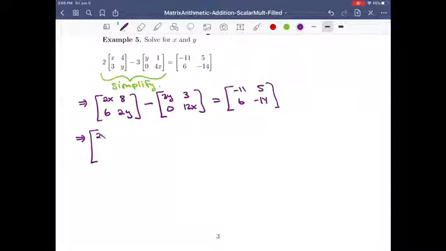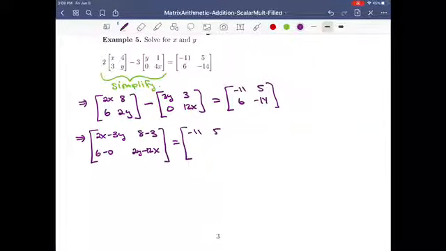So I'm going to have 2x minus 3y in the first entry. And then I'm going to have 8 minus 3 in the second entry. 6 minus 0 in the second row, first column entry. And then 2y minus 12x in the row 2, column 2 entry. So that should be equal to this other matrix.